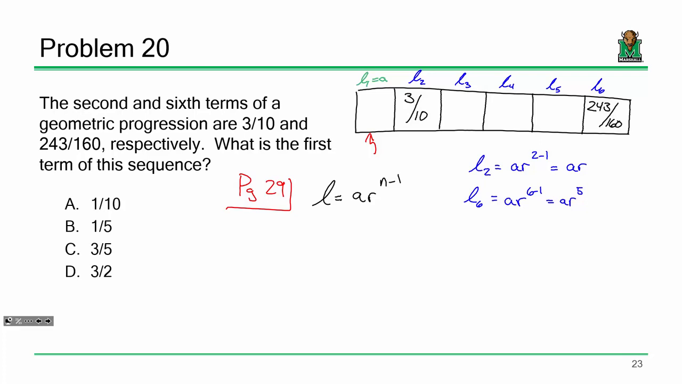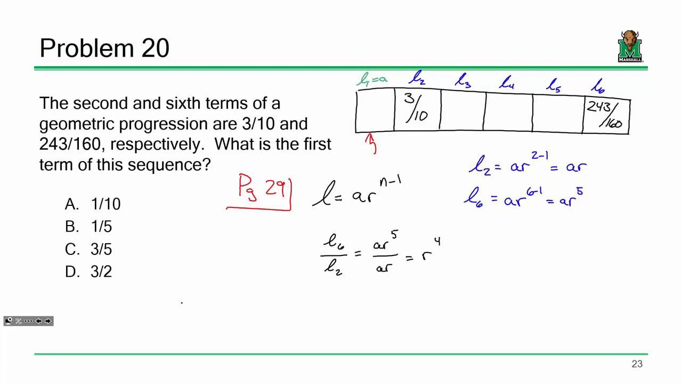Now watch this. Would you agree with the following statement that if I took L6 divided by L sub 2, that's AR to the 5th over AR, which is R to the 4th. Would you agree with that? Think about what this is saying. It's saying that the ratio of the 6th term to the 2nd term is R to the 4th, which makes sense if you think about it, because look right here in your box. How do you get from L3 to L2? You multiply by R, right? That's what a geometric progression is. You keep multiplying by the same number over and over again, right?